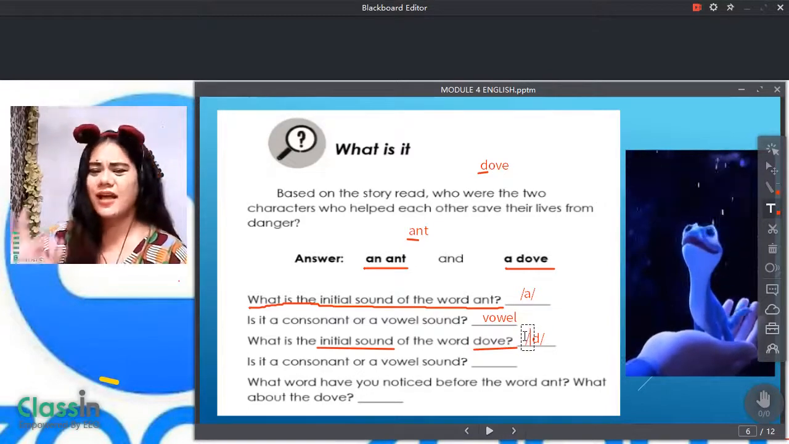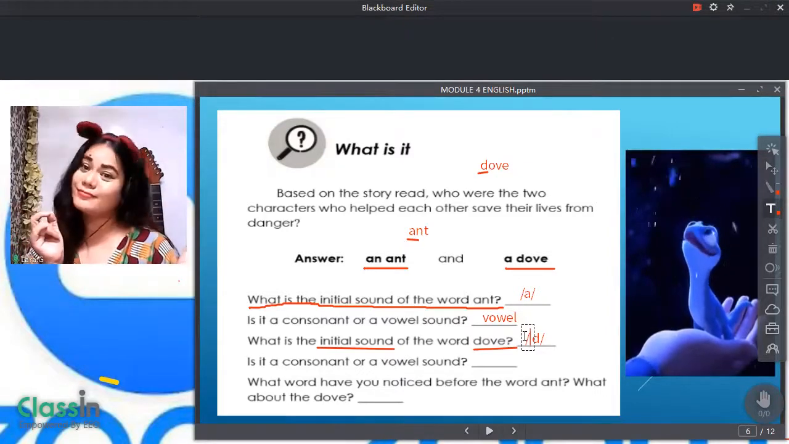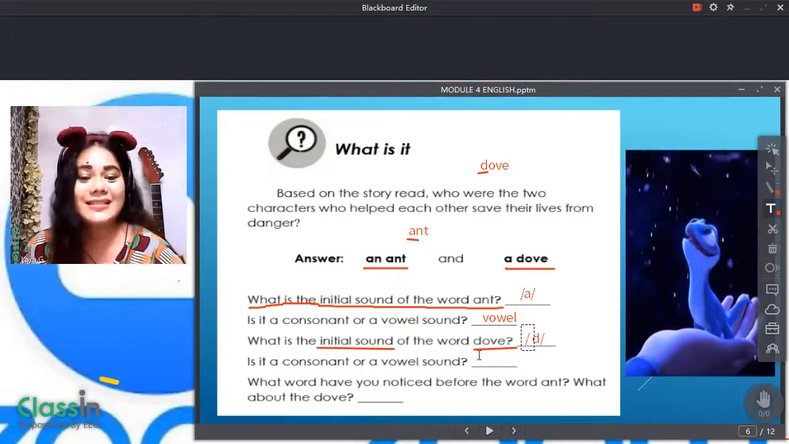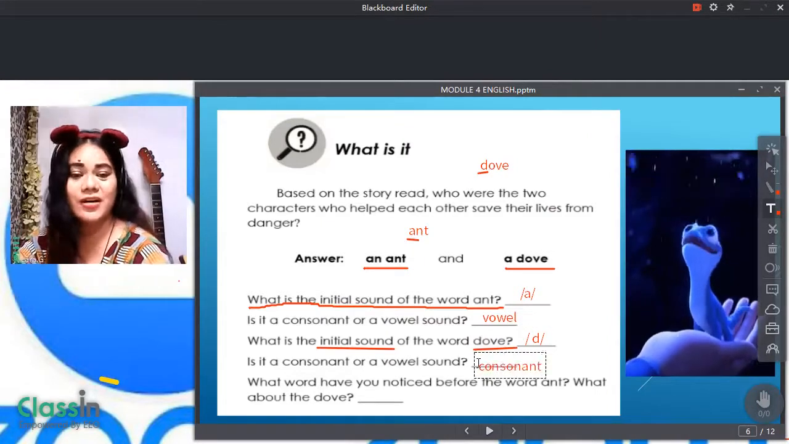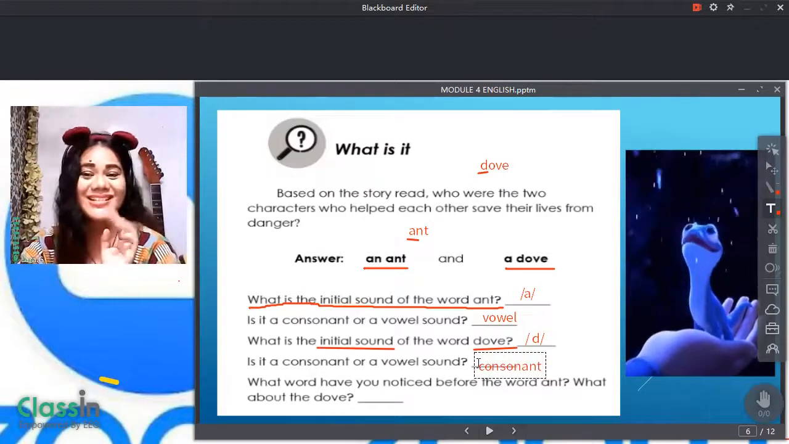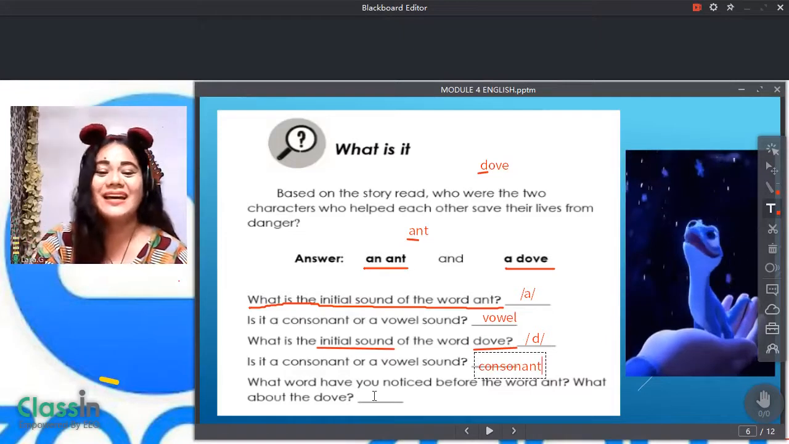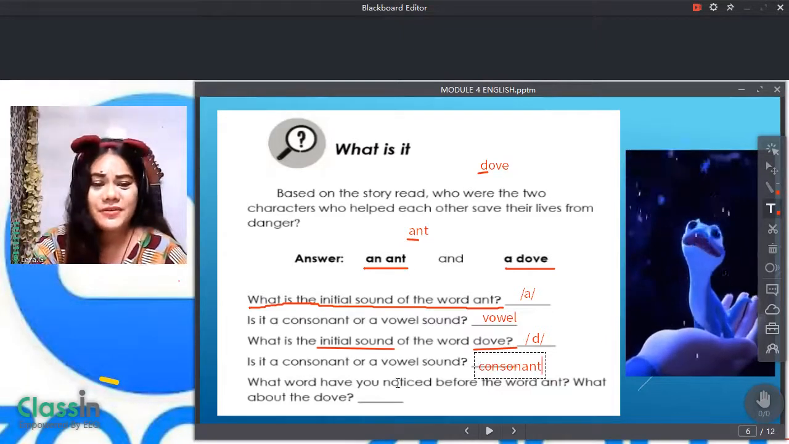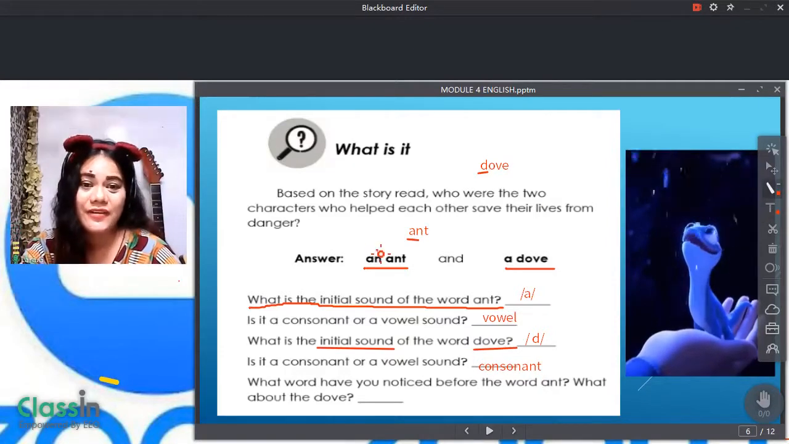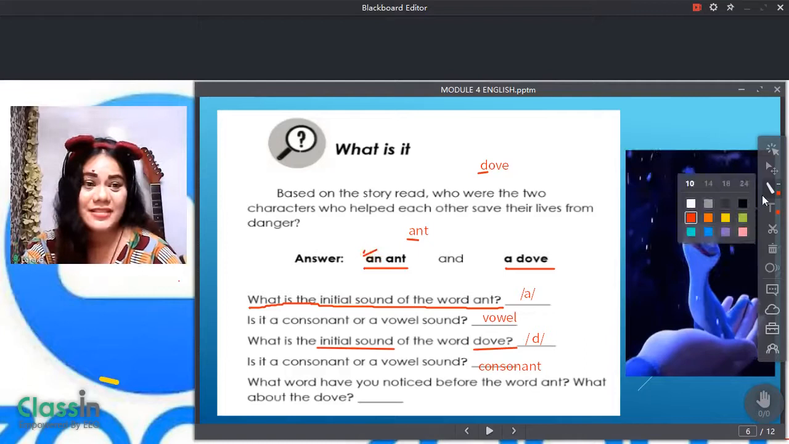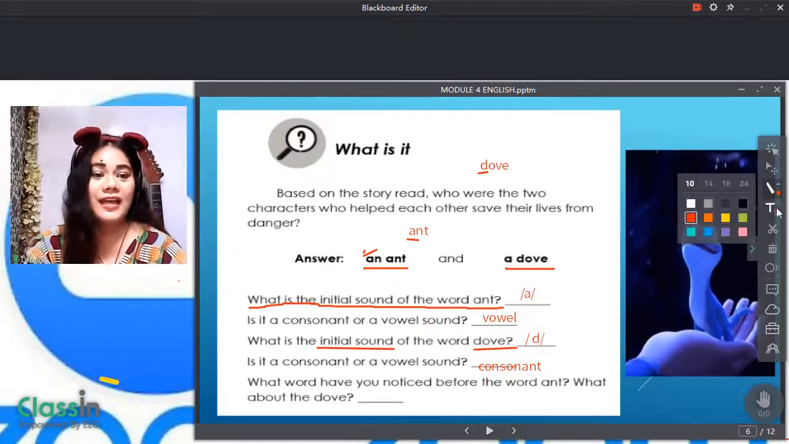Is it a consonant or a vowel sound? It is a consonant sound. Why? Because D is a consonant. It's a consonant letter. Now, what word have you noticed before the word ant? We have here an, right? So before the word ant, we put an.